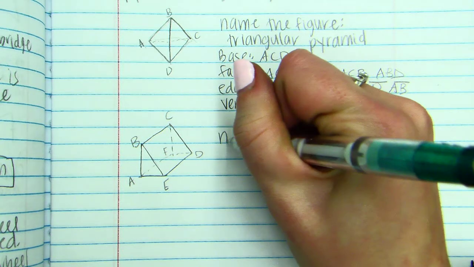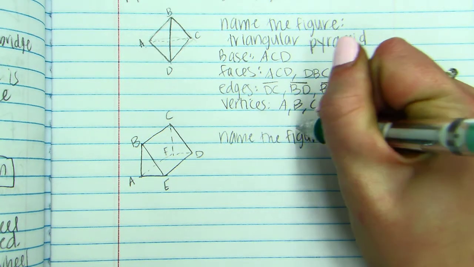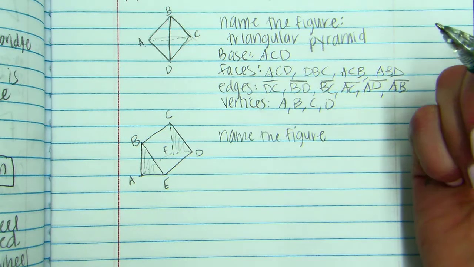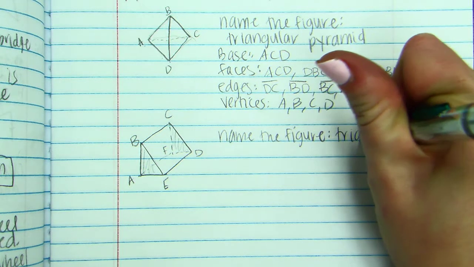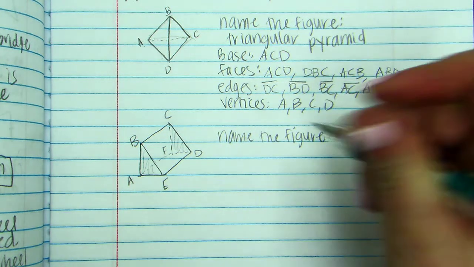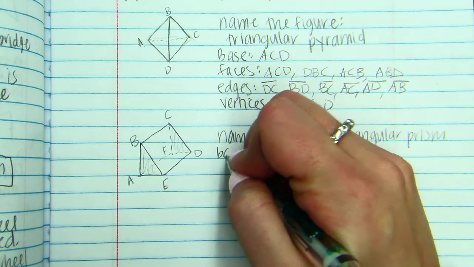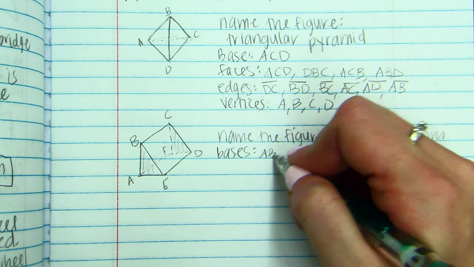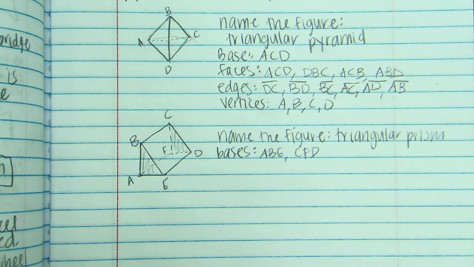So first we have to name the figure. And since it has two parallel bases right here and right here, it's a prism. And since the bases are triangles, we say it's a triangular prism. Okay, we need to name the bases. There's two bases. ABE is one of the bases, and CFD is one of the other bases.